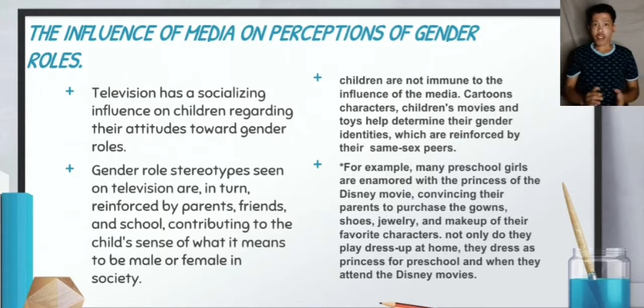For example, many preschool girls are enamored with the princesses of Disney movies, convincing their parents to purchase the gowns, shoes, jewelry, and makeup of their favorite characters. Not only do they play dress up at home, they dress as princesses for preschool and when they attend the Disney movies.